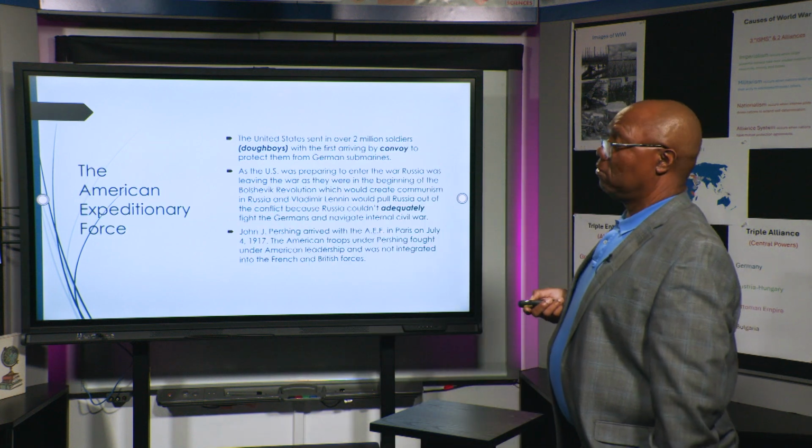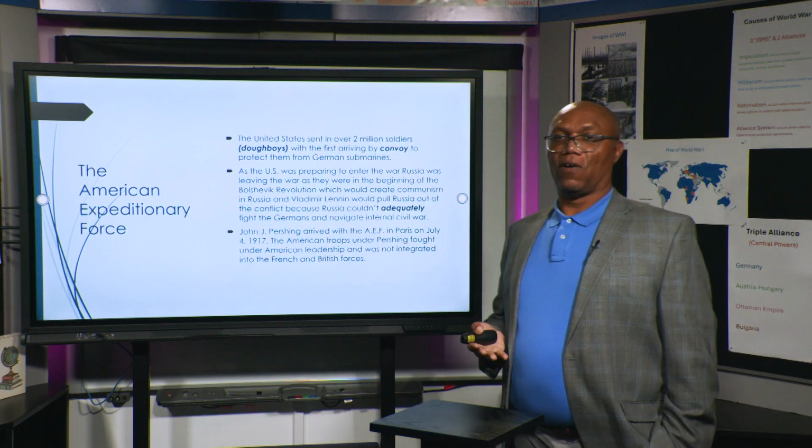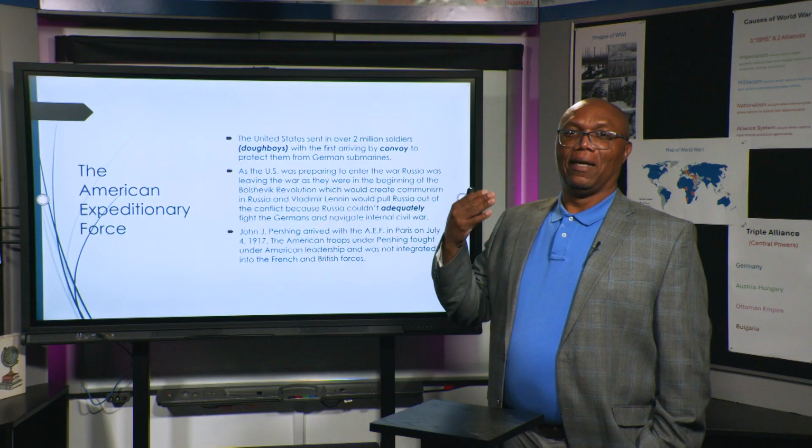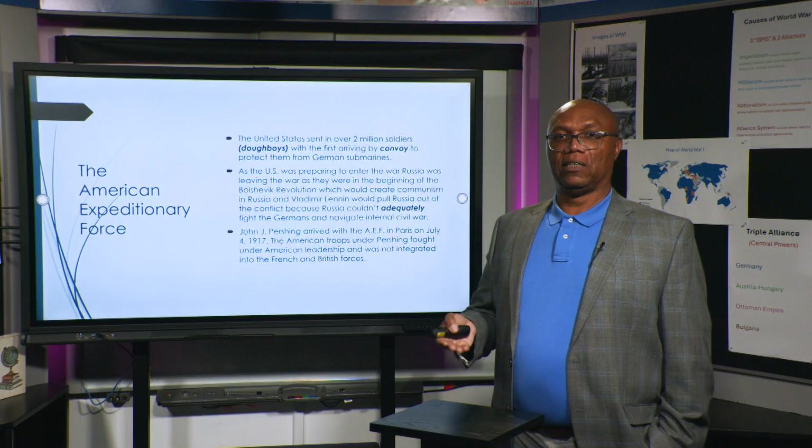The American Expeditionary Force: when we look at the United States of America's involvement, remember we've talked to you about the fact that the United States initially wasn't involved in the war. But when we did get involved, 2 million soldiers, who were called the Doughboys, arrived by convoy to protect them from German submarines. They would come over on passenger ships and transport ships, which would bring the soldiers and then supplies over.